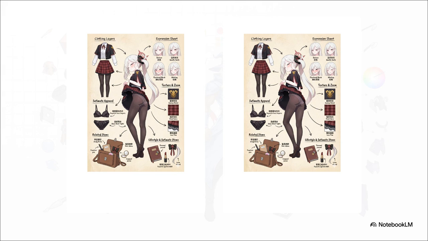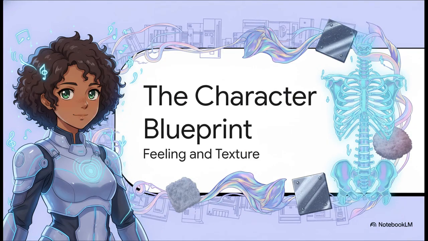Just look at this. On the left, we see her public persona, a student in a pretty formal plaid uniform. But then the blueprint also isolates her intimate apparel, this really exquisite lace lingerie. This contrast, right, between her public exterior and her private self, that's a core part of the story. Next up, we're digging deeper. Let's talk about how these blueprints engineer feeling, both emotional and physical.